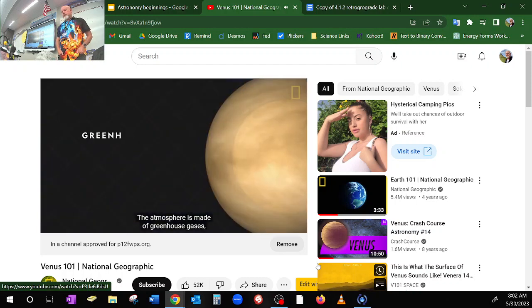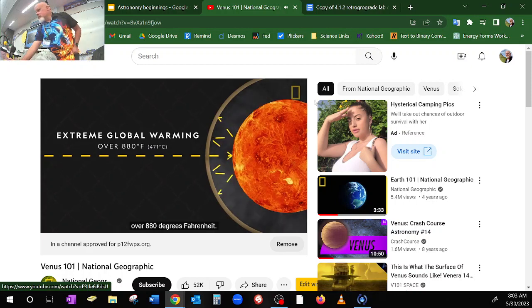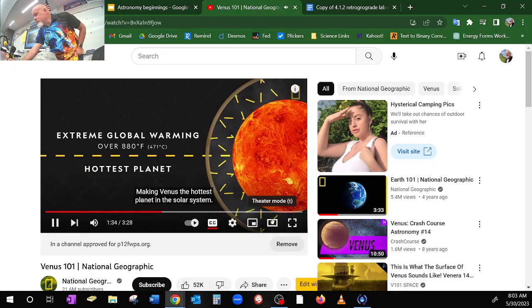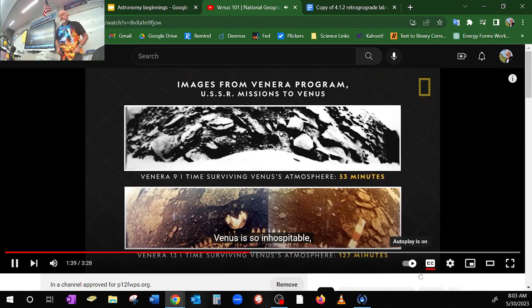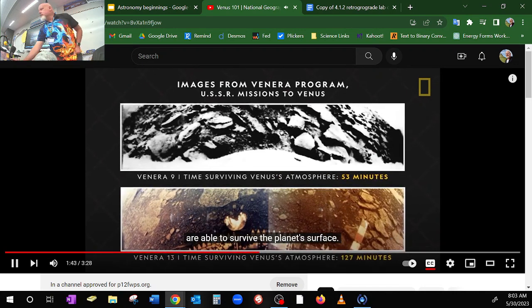The atmosphere is made of greenhouse gases, primarily carbon dioxide, which create an extreme case of global warming. They trap the sun's heat, causing surface temperatures to rise over 880 degrees Fahrenheit, making Venus the hottest planet in the solar system. Venus is so inhospitable, neither humans nor spacecraft are able to survive the planet's surface.